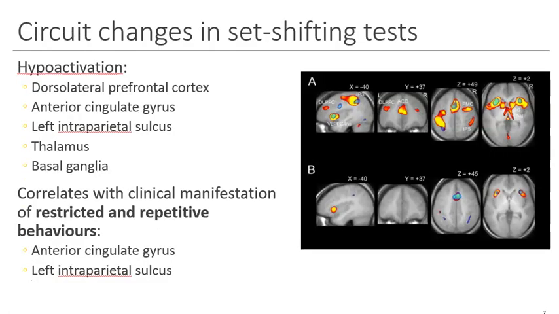So we also have some circuit changes in the set shifting test. So that's what I just talked about. We do see hypoactivation in the dorsolateral prefrontal cortex, in the anterior cingulate cortex, the left interparietal sulci, the thalamus, as well as the basal ganglia. And this correlates with clinical manifestations of restricted and repetitive behaviors. So again, looking at that anterior cingulate gyrus and the left interparietal sulci, or sulcus.